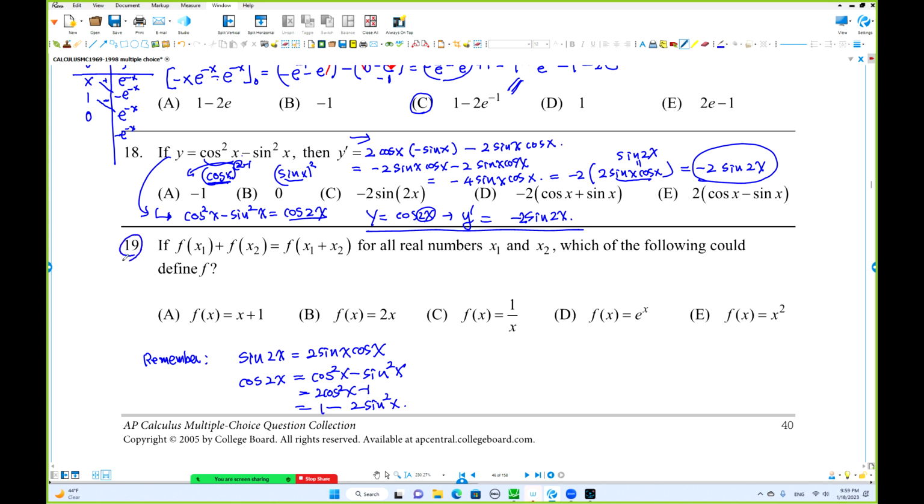All right, number 19. So f of x1 plus f of x2 is what? F of x1 plus x2. It's an interesting property there. Which of the following could define the value of f of x? You can put in the numbers x1 and x2, and you're going to check it out.